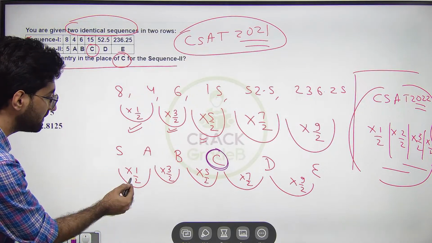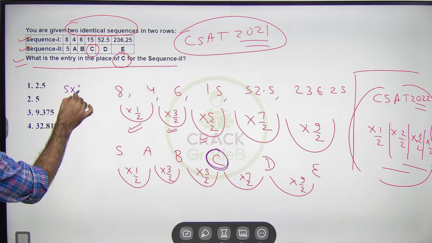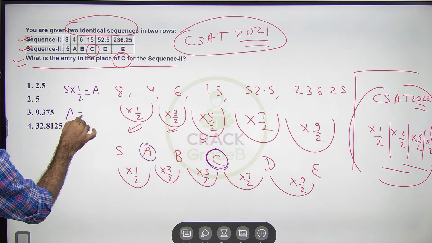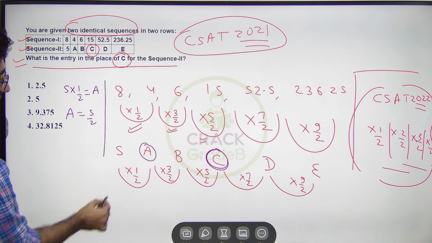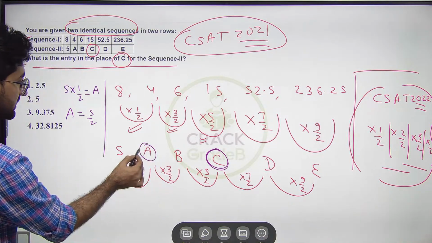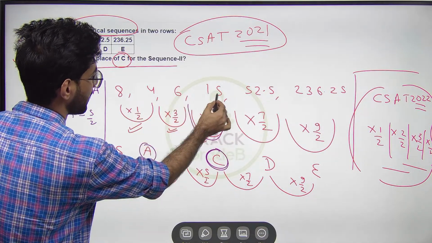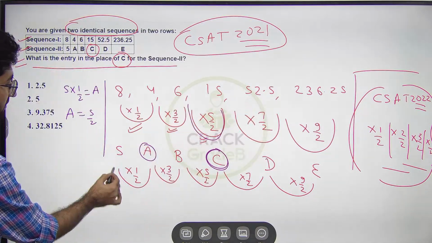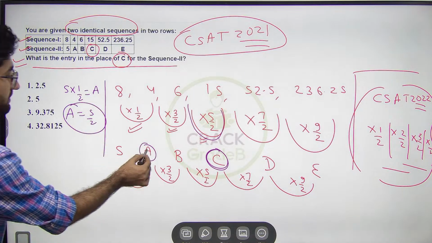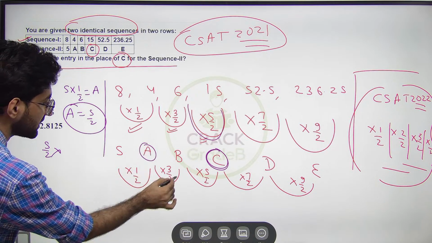See, 5 into 1 by 2 is equal to A. So basically A equals 5 by 2. Then 5 by 2 into 3 by 2 is equal to B. See, 8 into 1 by 2 is 4, 4 into 3 by 2 is 6, 6 into 5 by 2 is 15, and so on. Similarly, 5 into 1 by 2 is A, so A equals 5 by 2. Similarly, A into 3 by 2 is B.